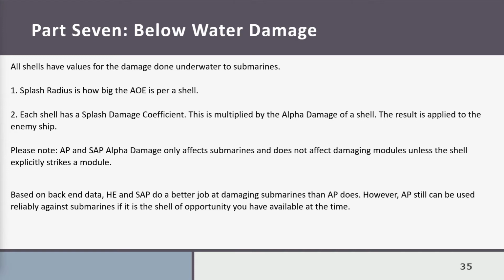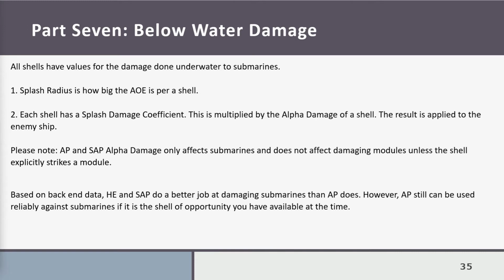And this is multiplied by the alpha damage of each shell, and the result is applied to the enemy ship, in this case, the enemy submarine. So, AP and SAP alpha only damages submarines and does not affect modules. The only time that these shells damage a module is if they directly strike it, and in that case, they deal the shell's listed damage against the module.